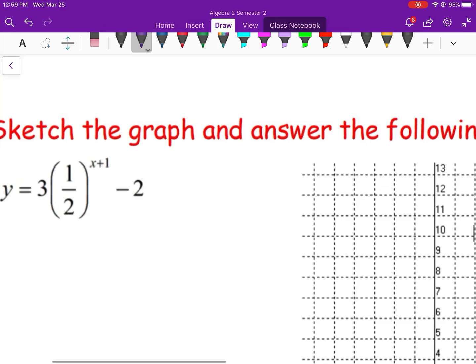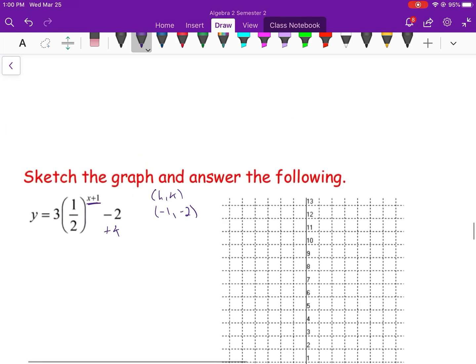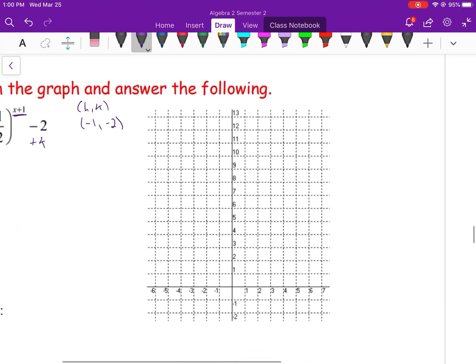Okay, moving on. Look at our h and k. hk in this case is going to be negative 1, negative 2. Again, it's always opposite of what you're seeing with that x. It's always x minus h, so you've got to think opposite. And this is supposed to be plus k, so it's plus negative 2. So negative 1, negative 2. Okay, so we're going to mark that new origin.